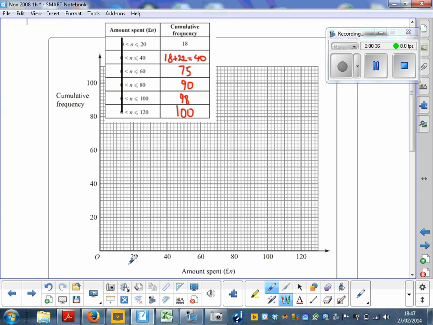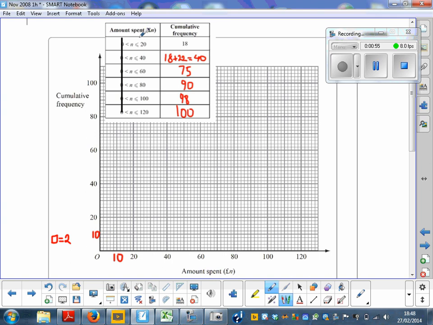Now when I look at my scale, there is a little bit of thinking to do. So if you remember, this would be 10, and this would be 10 as well. And between 0 and 10 there are only 5 boxes, which means that every single teeny tiny box is actually worth 2 units. Because if you think about it, it would be 2, 4, 6, 8, 10, 2, 4, 6, 8, 10.